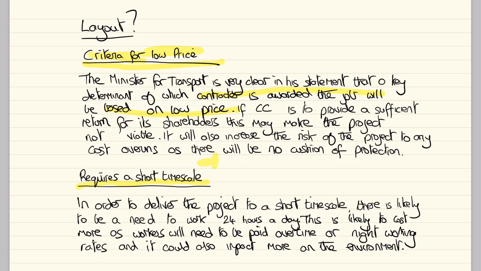In the same way, we talked about the short timescale, and then we had synthesized the fact that if we're doing a short timescale, well, that's probably going to mean we have to work 24 hours a day. And what's that going to mean? Well, that's going to mean it's going to cost us more. Why? Because we're probably going to have to be paid overtime or night working. So really thinking and visualizing about the case. And also it could impact on the environment. So lots of points there to move that to a 2-mark question.